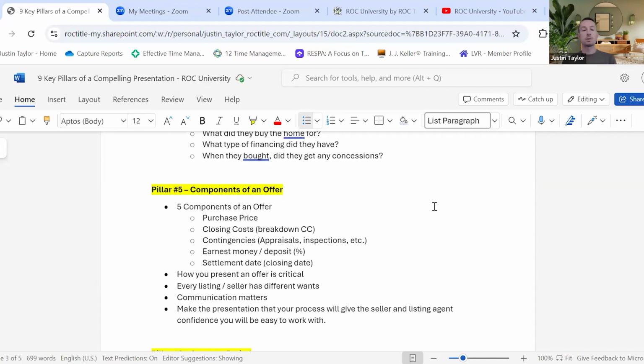Your communication matters. Make the presentation that your process will give the seller and listing agent confidence that you're going to be easy to work with. Right? And you just articulated how you do that. But you've got to talk to your client about what that offer looks like. When you get to the offer stage, these are the key components that we're going to discuss and that we're going to need to make a decision on. And of course, I'm going to be there with you to help you through that. But I just want you to be aware ahead of time that this is what we're going to go through.